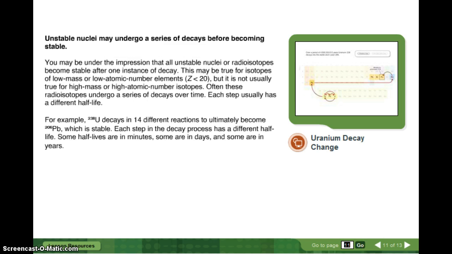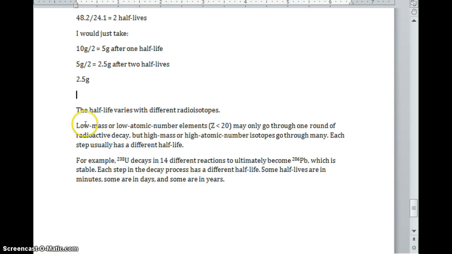All right, and so for the notes for that, I just added: half-life varies with different radioisotopes. Low mass or low atomic number elements may only go through one round of radioactive decay, but high mass or high atomic number isotopes go through many. Each step usually has a different half-life. And then I just put that last paragraph on there of the example we went through.